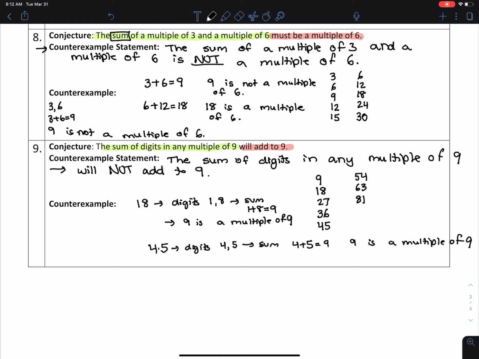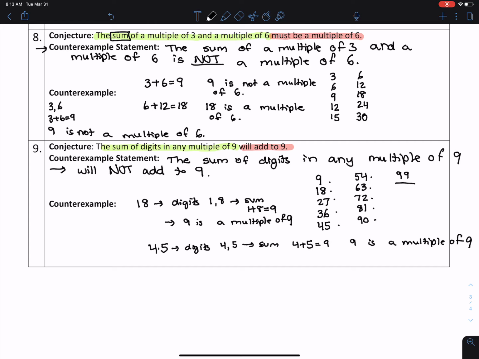9 times 8, whoops, I missed one here. 9 times 8 is 72, 9 times 9 is 81, 9 times 10 is 90, 9 times 11 would be 99. So if I look at all of these examples, 9, 18, 27, 36, 45, 54, 63, 72, 81, 90, I add up the digits and you can see that they're always 9.